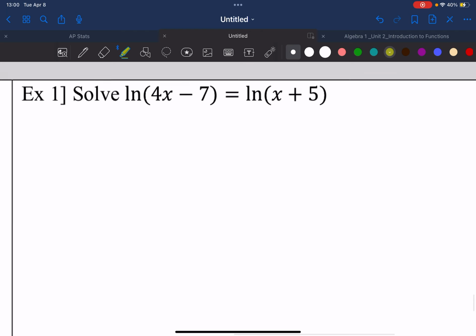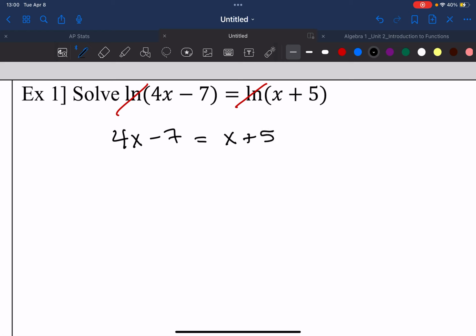So number 1, notice how we have natural log on both sides. They're exactly the same, so I can cancel them out. So I have 4x minus 7 is equal to x plus 5. I solve for x. Minus x, so 3x minus 7 is equal to 5. Add 7, 3x is equal to 12. Divide by 3, x is equal to 4.